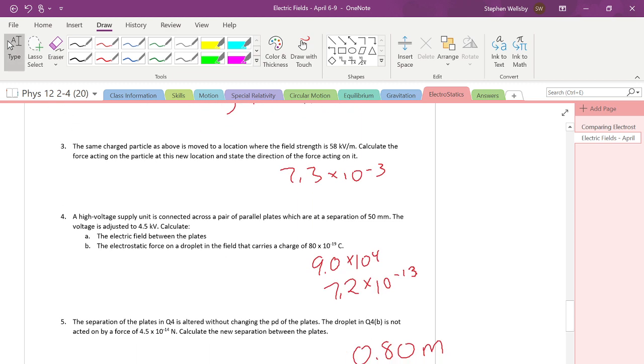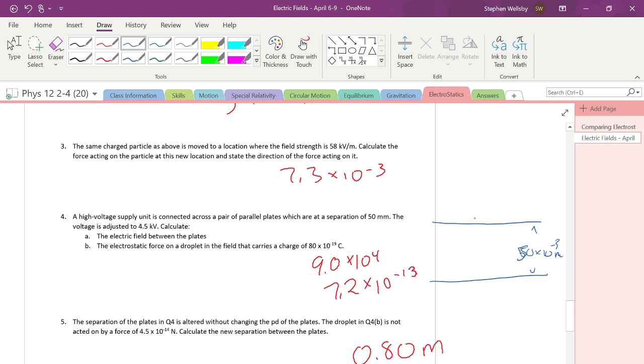Okay, so this is the question here. High voltage supply unit connected across parallel plates. Separation is 50 millimeters. So let's draw this out first of all. These are our parallel plates. The distance here is 50 times 10 to the minus 3 meters. That's our space between them, and the potential difference is 4.5 kilovolts.